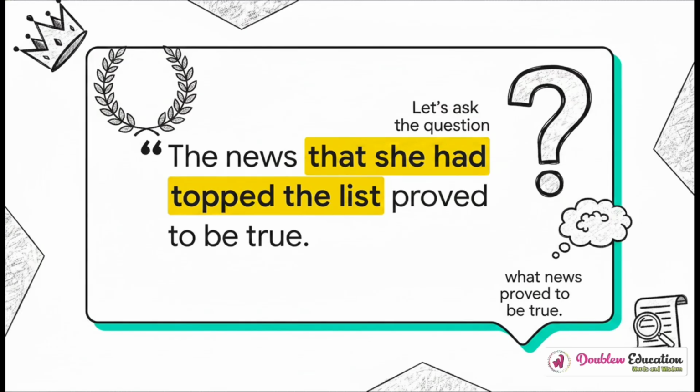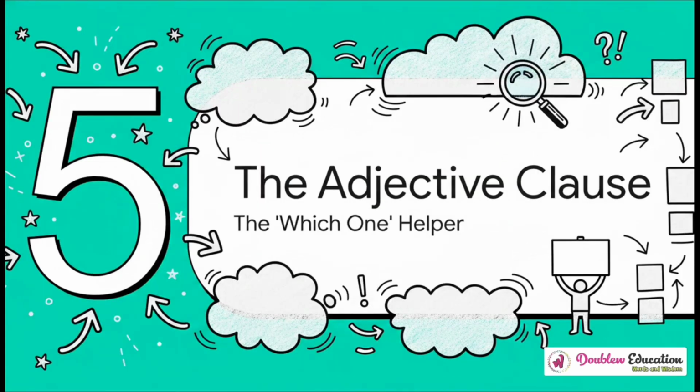Okay, this is a brilliant example. The news that she had topped the list proved to be true. So, let's ask our question. What news proved to be true? The answer isn't just one word. It's that whole chunk, that she had topped the list. See how that entire clause is acting as one single noun? Super clever. Moving on to our next helper.